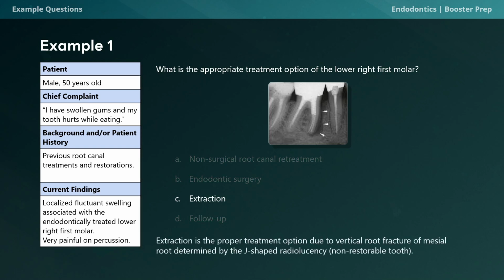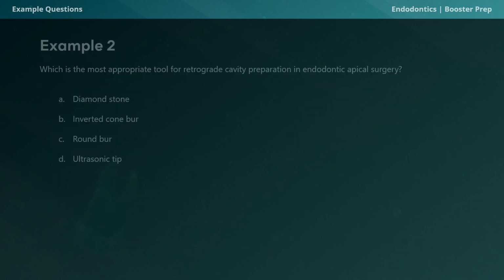C, extraction. Remember guys, endodontic treatment is not always the option. We have to diagnose the tooth correctly before embarking on a treatment plan. In this case, we have a vertical root fracture as denoted by the J-shaped radiolucency. So it's a contraindication to initiate endodontic treatment. This tooth is hopeless, therefore extraction is the best option. Alright, let's go to the next question.